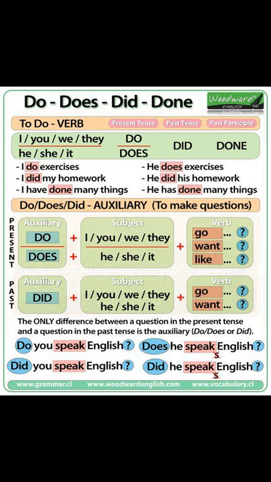Do, does, did, for questions. To make a question in the simple present tense in English, we normally put the auxiliary do or does, and for questions in the past tense did, at the beginning of the question before the subject. Look at this affirmative sentence, you speak English. How can we turn this into a question? We add do at the beginning, so it becomes, do you speak English?